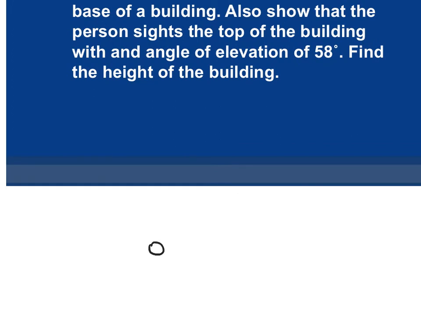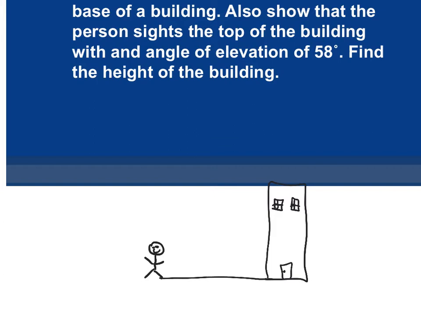I'm going to draw my little stick figure here. So here's the man, and he's standing at the base of a building, and he's 20 meters away. So here's my building. Add some windows. You don't have to do a detailed drawing. So it says that he is standing here, and he's 20 meters away. So from here to here, it's 20 meters.